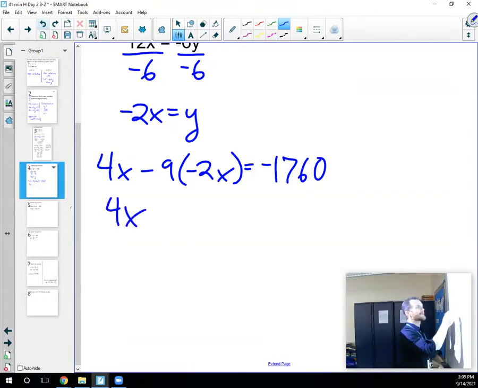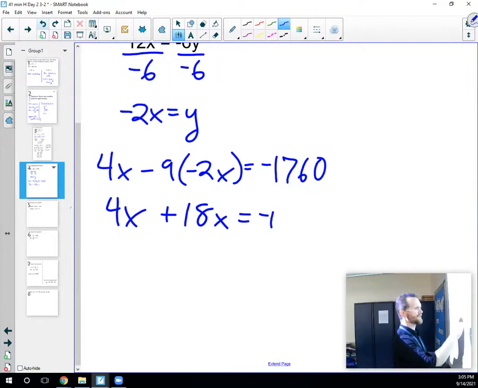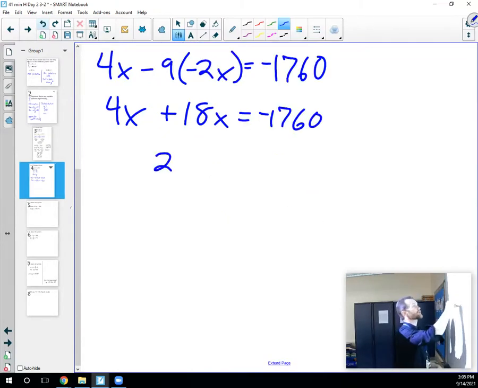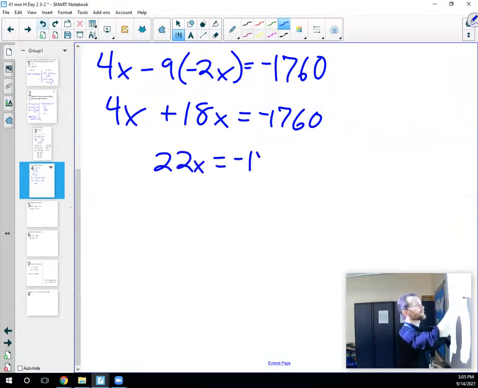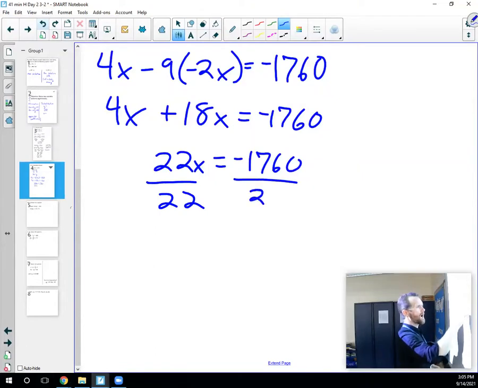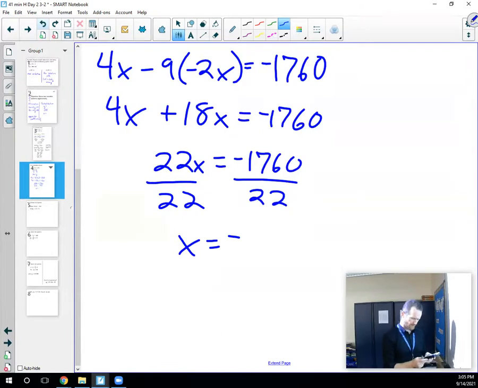So we get 4x, -9 times -2x is plus 18x, equals -1760. And then we combine our like terms and get 22x equals -1760, divided by 22. That can be 80. -80, I should say. 1760 divided by 22. Yep, -80. So x equals -80.